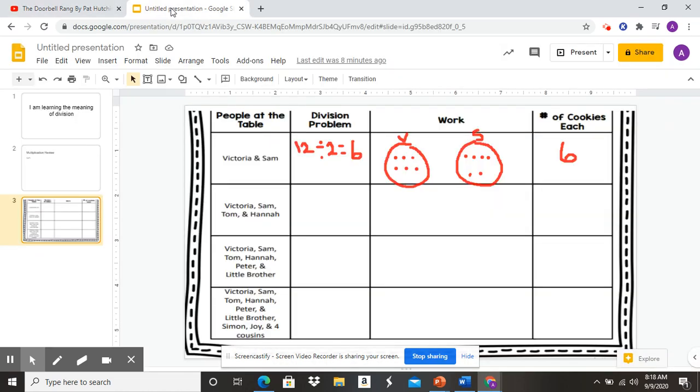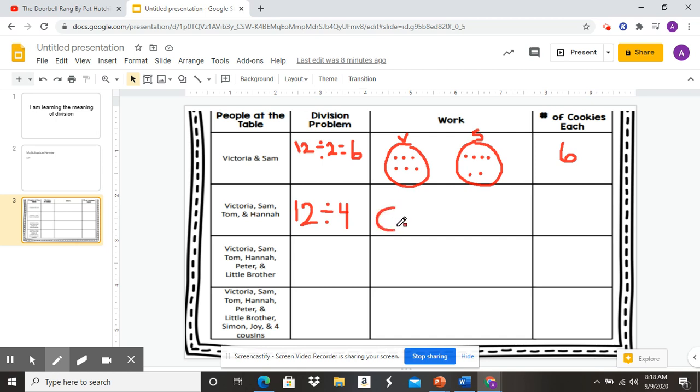So let's go back to my graphic organizer. So how many cookies do I have? I have 12 cookies. That doesn't change. How many people am I sharing those cookies with? Well, I have Victoria, Sam, and now I have Tom and Hannah. So I'm sharing them with 4 people, okay? So in my word column, I'm going to make 4 groups instead of 2 because I have 4 people.